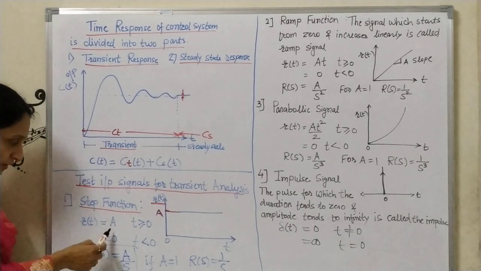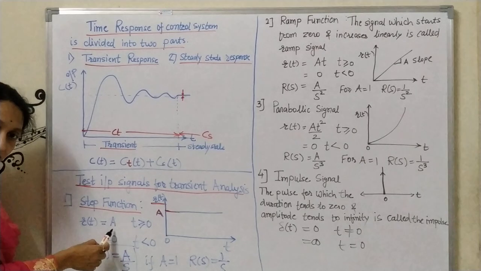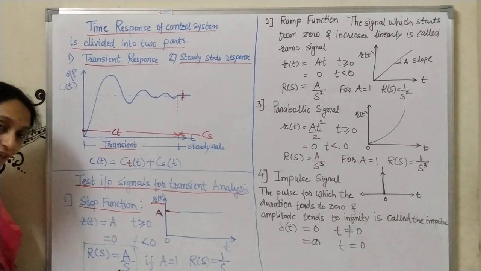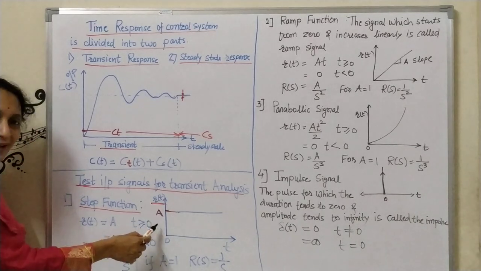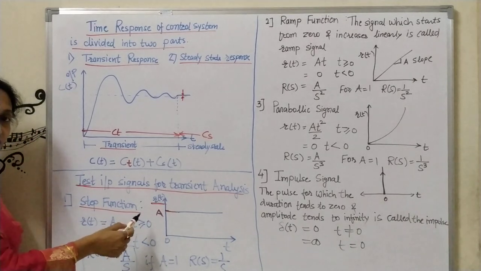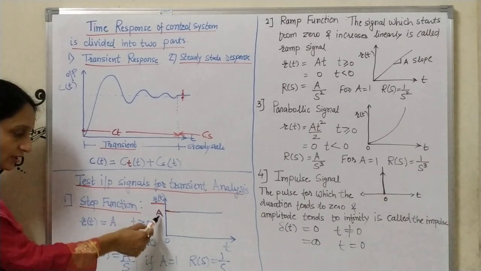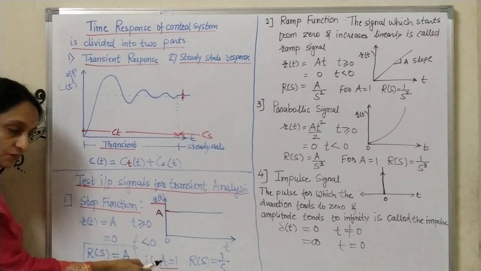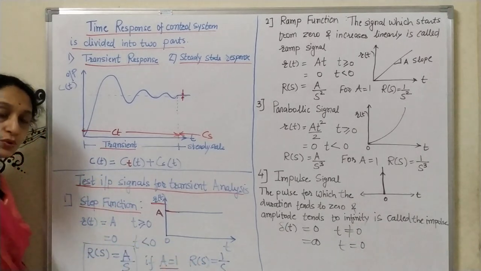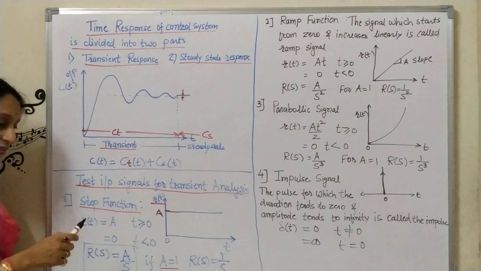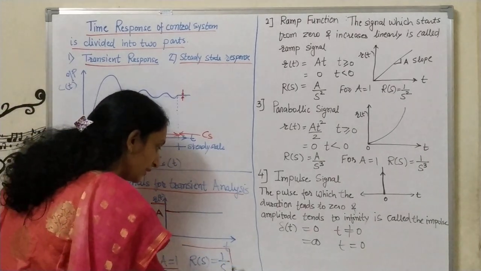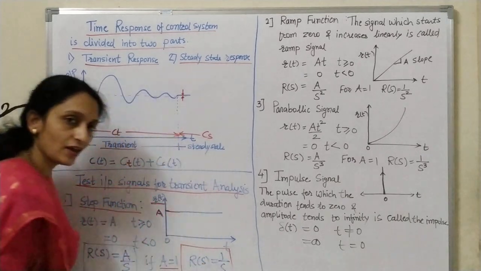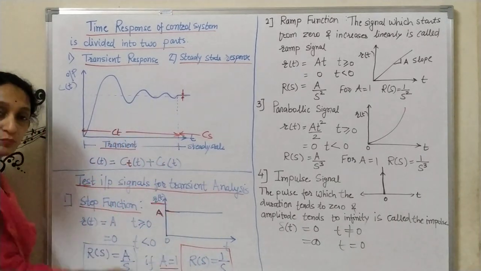Now here you have to take the Laplace transform of the constant term, so this will be A by s. If A is equal to 1, as we just discussed, the level is changing from 0 to 1, so here A is nothing but 1. So if A is equal to 1, R of s is equal to 1 by s. That is called the unit step input. Suppose we are getting R of s as 1 by s, so it is called the unit step input.